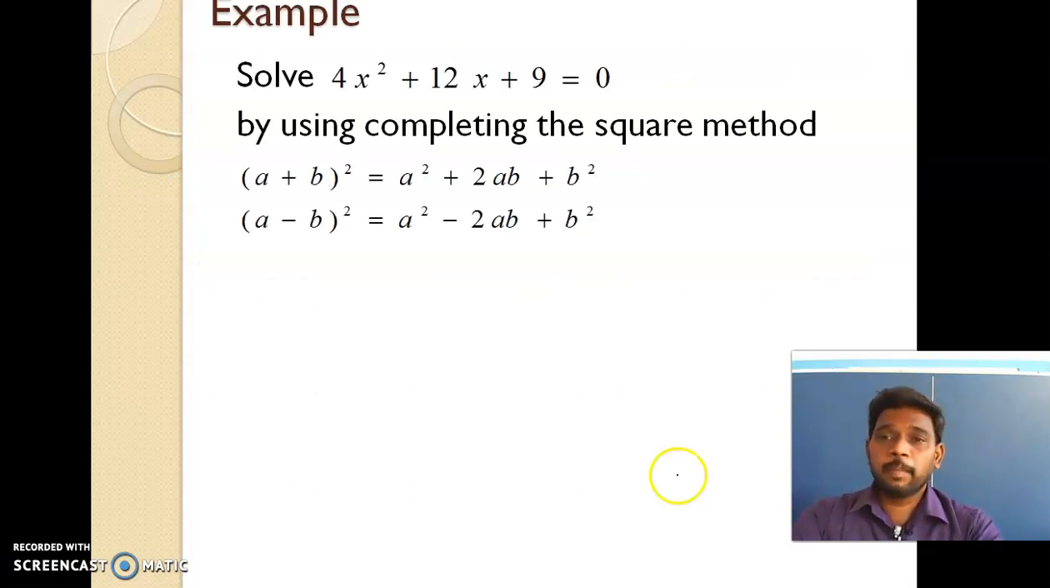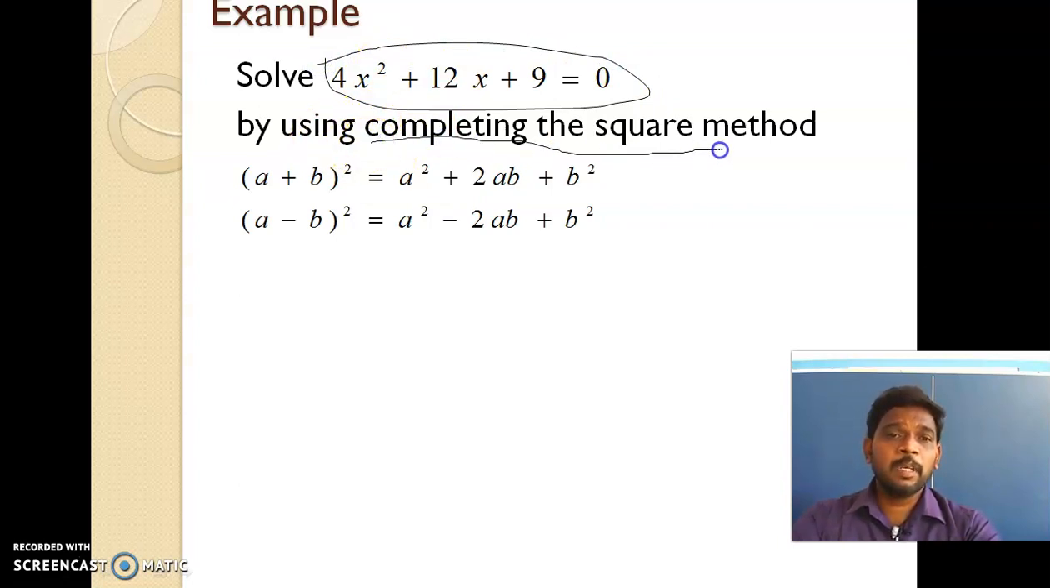So listen to the example here. Solve 4x square plus 12x plus 9 equal to 0. So it's a quadratic equation. The highest power of the variable is nothing but 2. Therefore, it's a quadratic equation. We are going to find out the roots for this quadratic equation by using the completing the square method. So here completing the square method means we need the square formula.